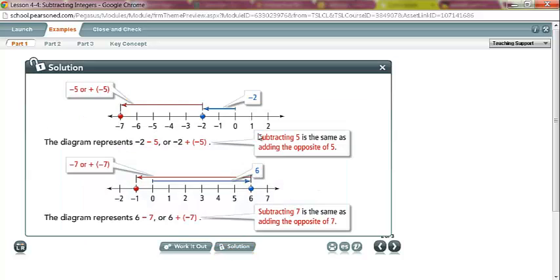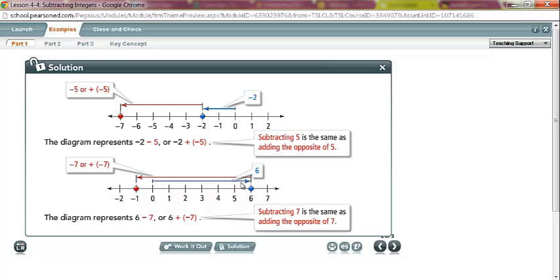Okay, thank you for coming back. Hopefully you realized that you were moving a negative 2, so that's how we have a negative 2. And then from there, we continue to move to the left, so we have a negative 5. So we can write this as negative 2 minus 5, or we could say a negative 2 plus a negative 5.